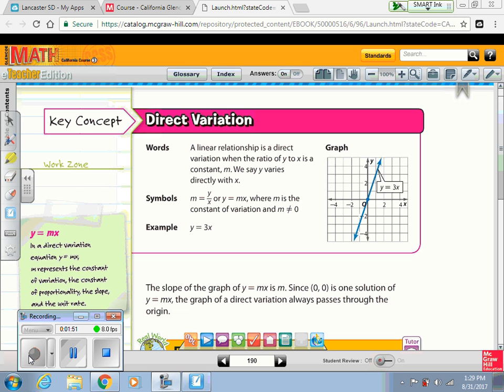So direct variation, like we just talked about, is a graph that passes through the origin, and the relationship between the y and the x is direct. So here's an example of y equals 3x, where the slope is the change of y over change of x. We go up 3 and over 1. So 3 over 1 is your slope, m.